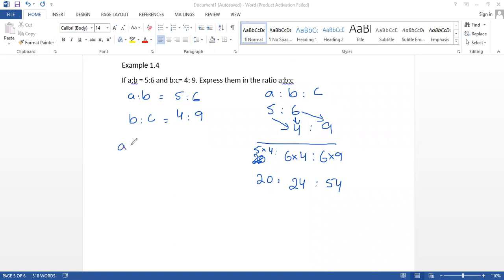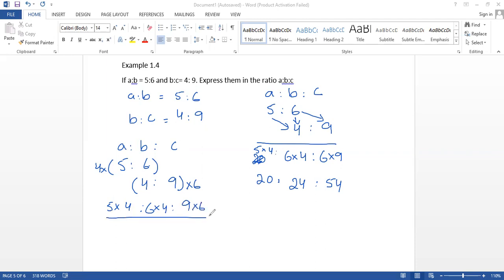So if I think in the other form, I'm going to do it one more time. 5 is to 6, 4 is to 9. Now I know that I need to multiply this whole thing by 4 to convert it into a common number. And similarly, I need to multiply this whole thing by 6 to convert it into a common number. So again, 5 times 4. And over here, you get 6 times 4 or 4 times 6. So that's the same thing. And then you get 9 times 6. You can see that it is actually the same answer. So 20 is to 24 is to 54.